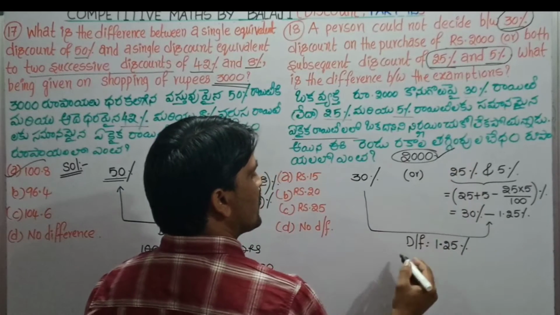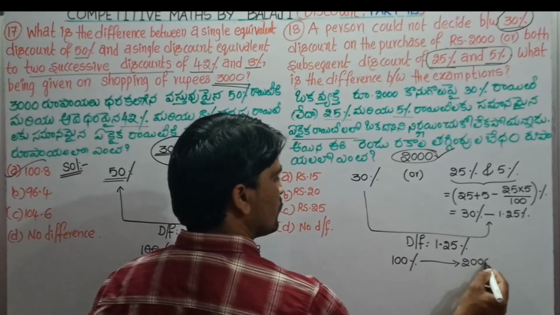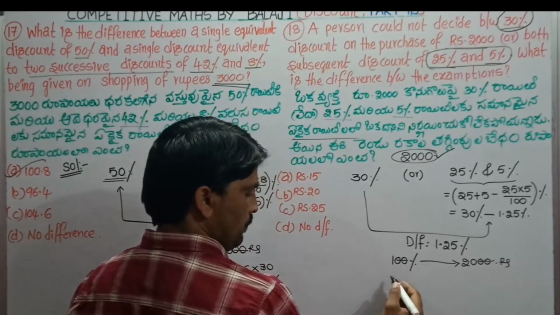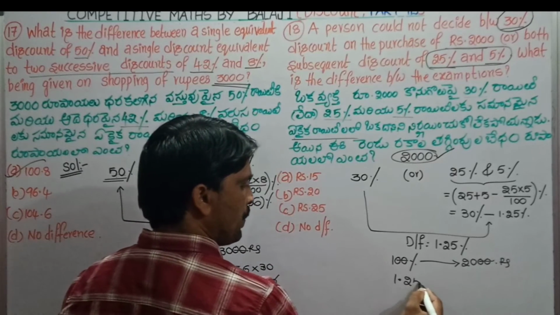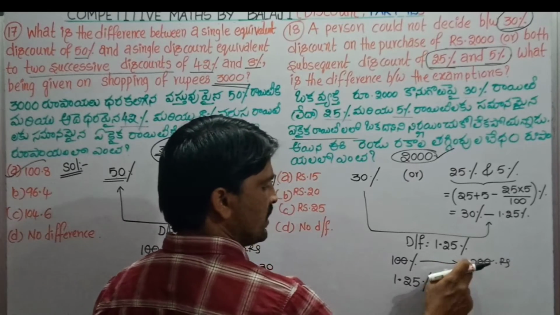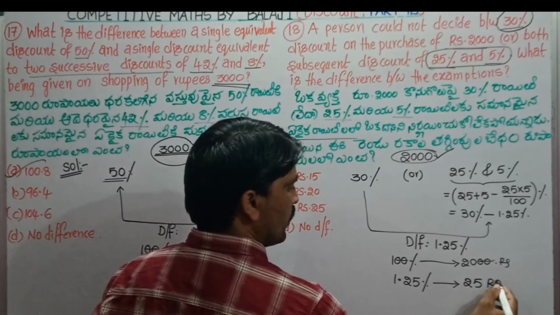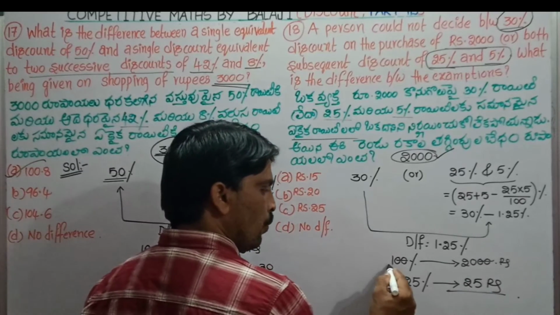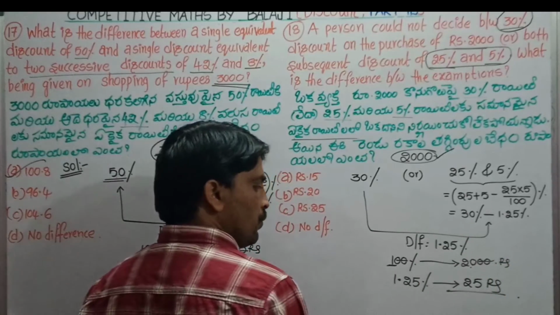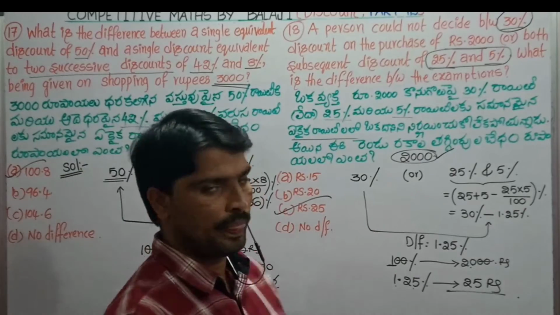Difference is 1.25%. 100% amount, that is MP, 100% amount is 2000 rupees. So 1% amount is 20 rupees. We have to find 1.25% amount. 1% amount is 20 rupees, then 0.25% amount is 5 rupees. So 1.25% amount is 25 rupees. So answer is C. Okay.